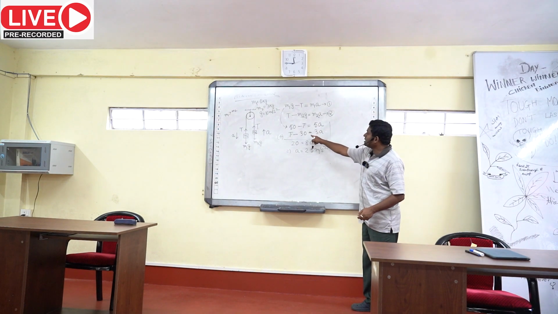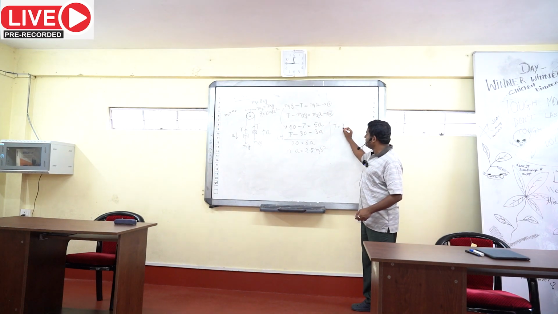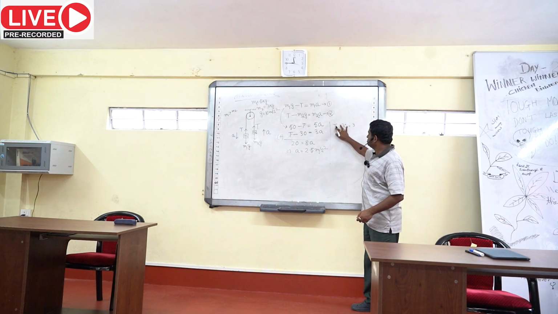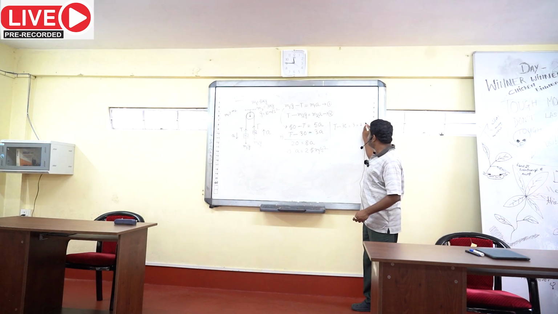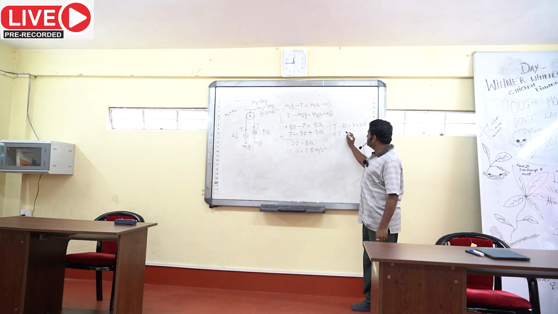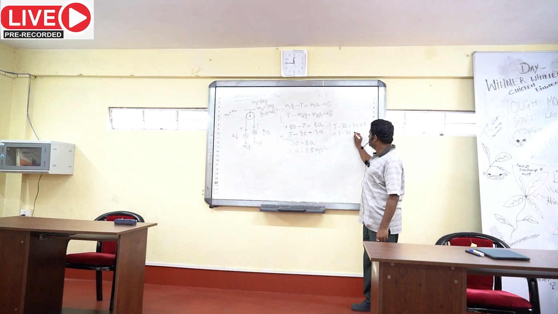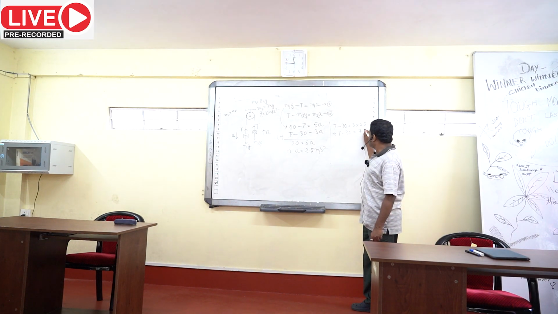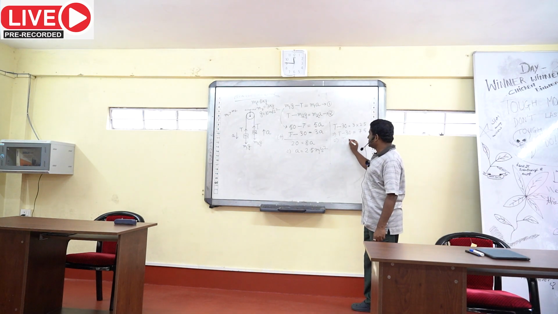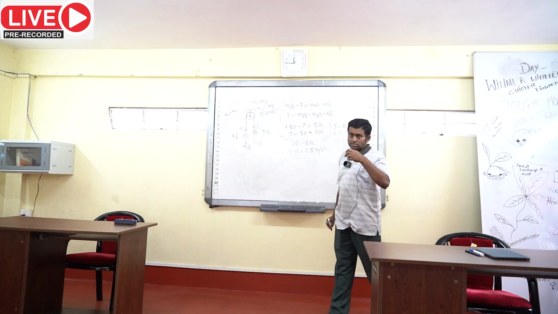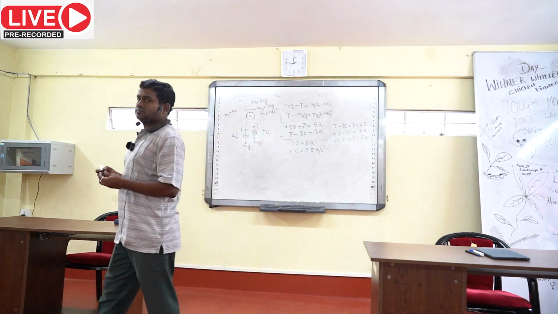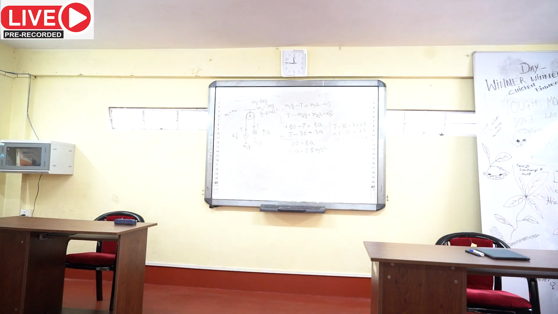Suppose I put it here. So T minus 30 equal to 3 into 2.5, that is 7.5. So T will be equal to 30 plus 7.5, that means 37.5 Newton. So T will be 37.5 Newton and acceleration will be 2.5 meter per second square.